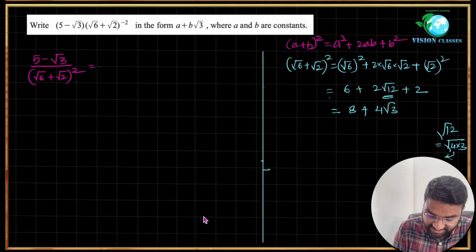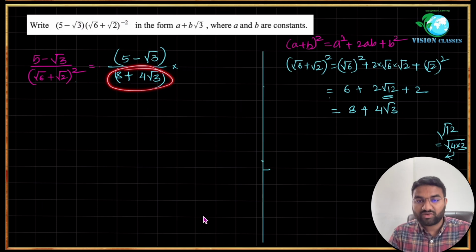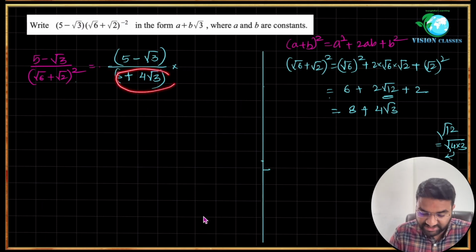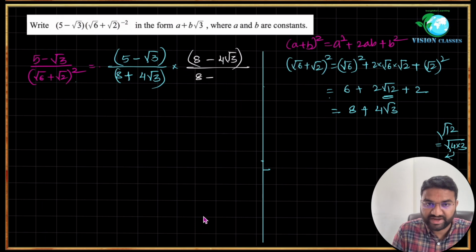Fine. And that's the denominator part. You can write it as it is, 8 plus 4 root 3, and the numerator part is 5 minus root 3. Now you have to simplify, or rationalize the denominator. To rationalize the denominator, we have to multiply by its conjugate, meaning 8 minus 4 root 3, upon 8 minus 4 root 3.